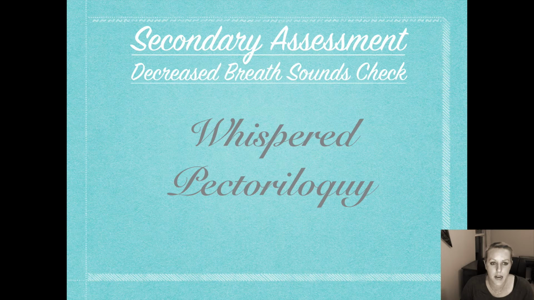So one way to check decreased breath sounds is the whisper test, and it's called whispered pectoriloquy. I'm guessing on that one. I really don't know how to say it, but I know how to do it. So basically, you're going to have your patient whisper the number 99 while you listen to those breath sounds. You should be able to hear a muffled tone whenever they're saying 99.